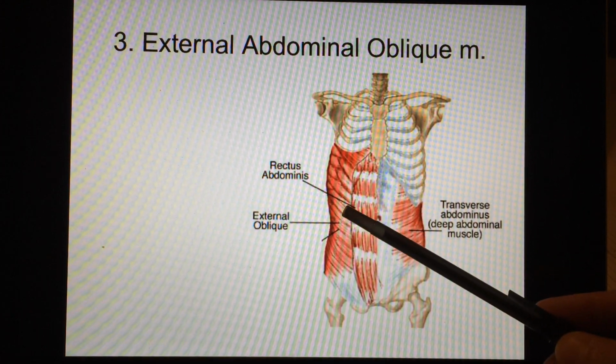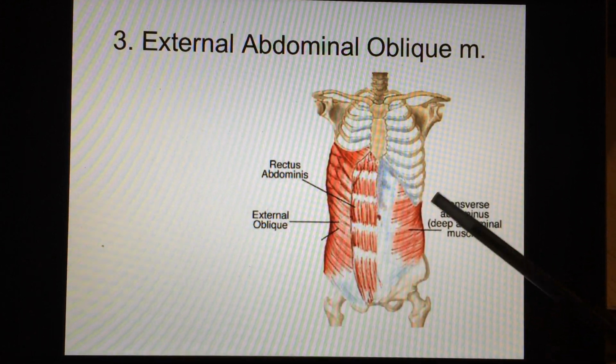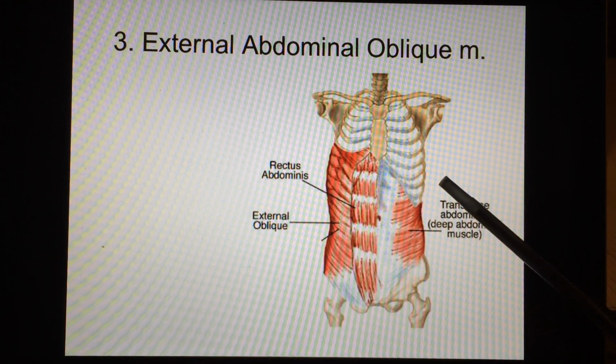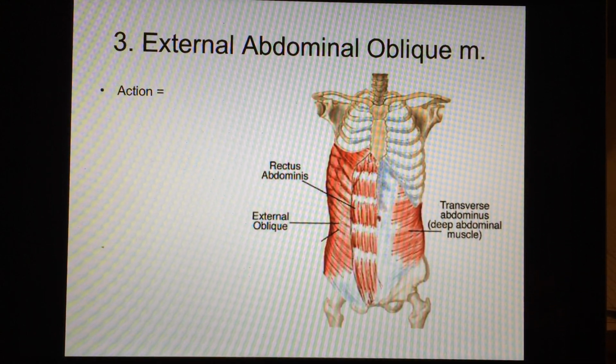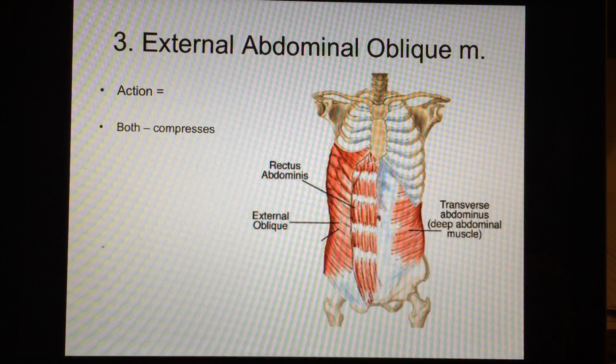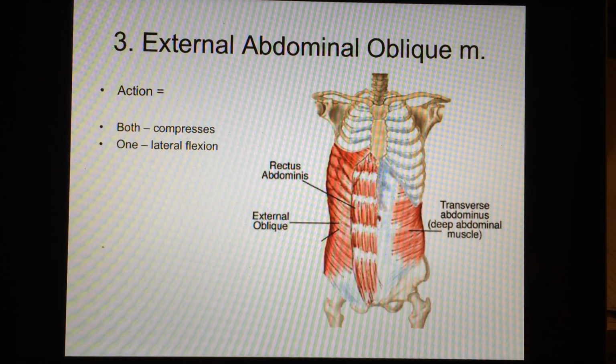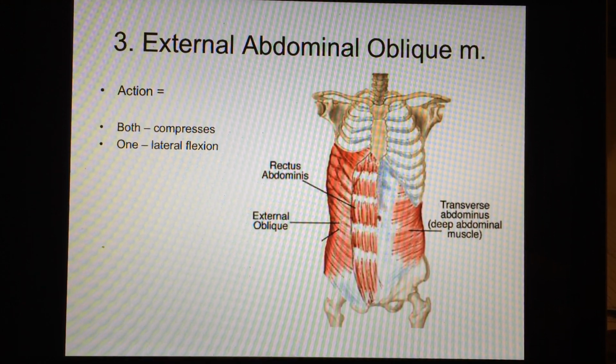All right, so here's the externals. They run up and out. Internals run up and in. Okay, same functions here, exact same functions. So I can go, they both compress or provide support, and then you get lateral flexion and twisting.